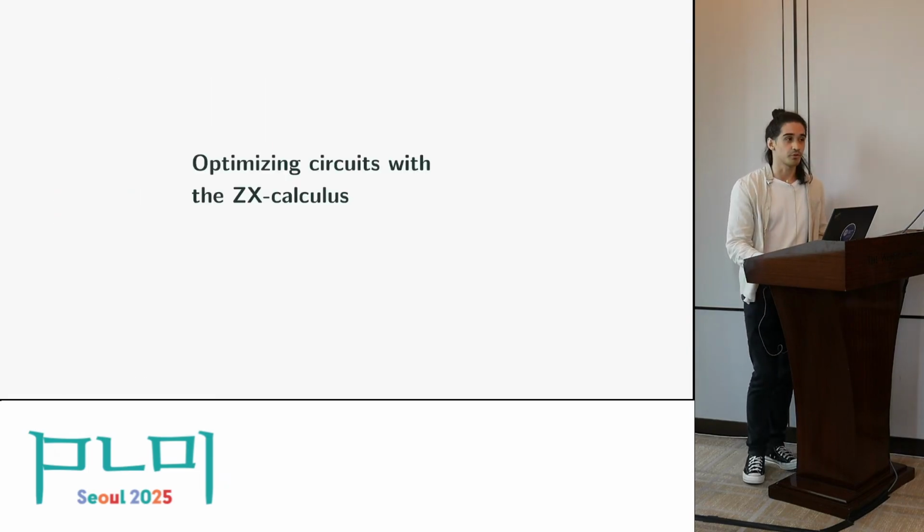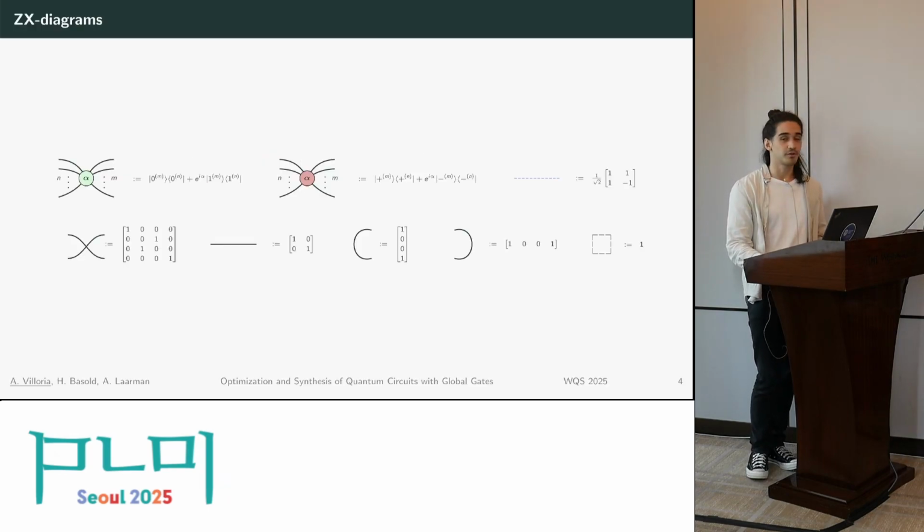So first of all, I'm going to quickly explain what the ZX calculus is and how one can optimize circuits with it. So we already had a talk about ZX before. So just a quick reminder, the ZX calculus is a graphical language to represent linear maps between qubits. We have a set of generators. In this talk, we are just interested in the first three. We have the Z spider, the X spider, and the Hadamard gate, which is a dashed blue line.